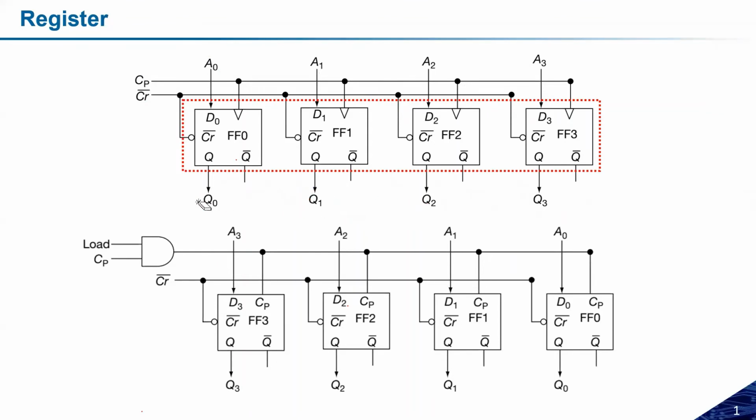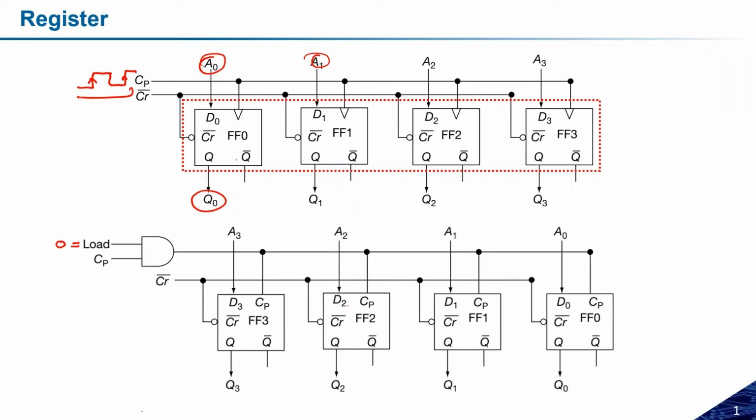But if I want to either load the data or not load the data, then what will happen? Let us try to see here. This is another way of representing the same circuit. If load is equal to 0, what is the problem with the first circuit? The problem with the first circuit is that at each rising clock pulse it will receive the data and change the output. A0, A1 will be transferred to Q0, Q1, Q2 at each rising clock pulse.